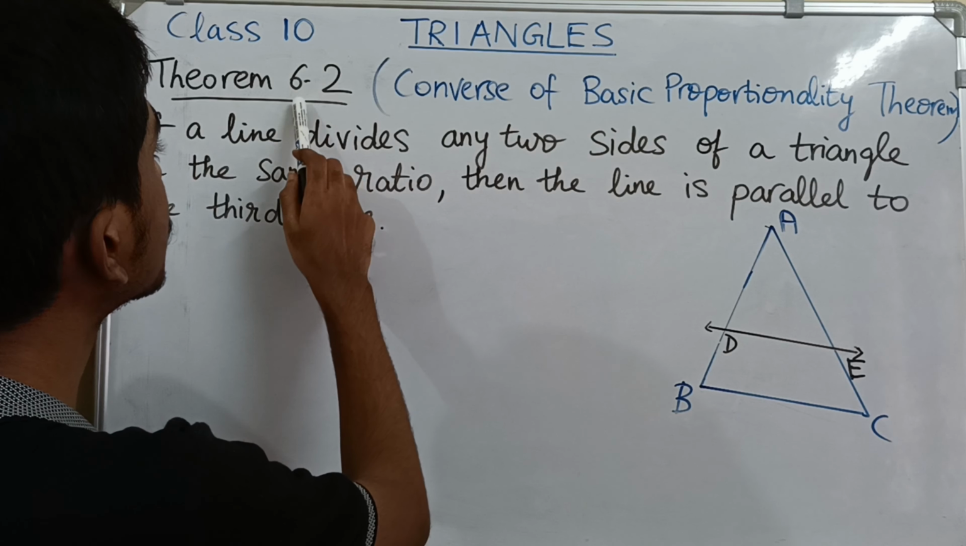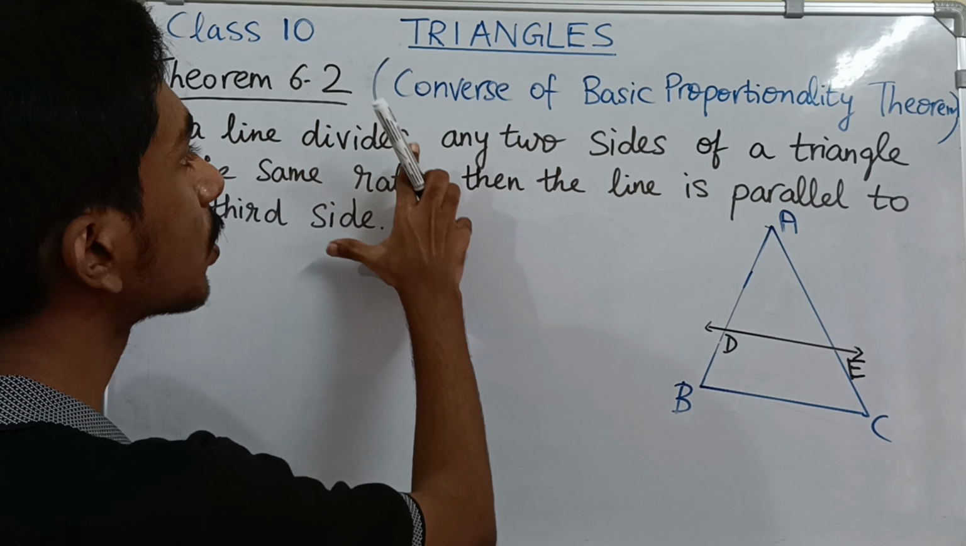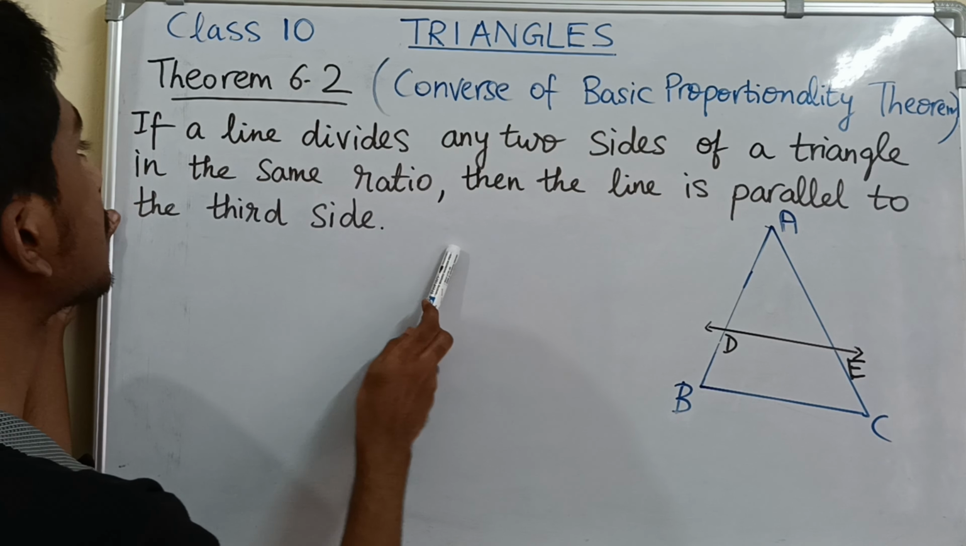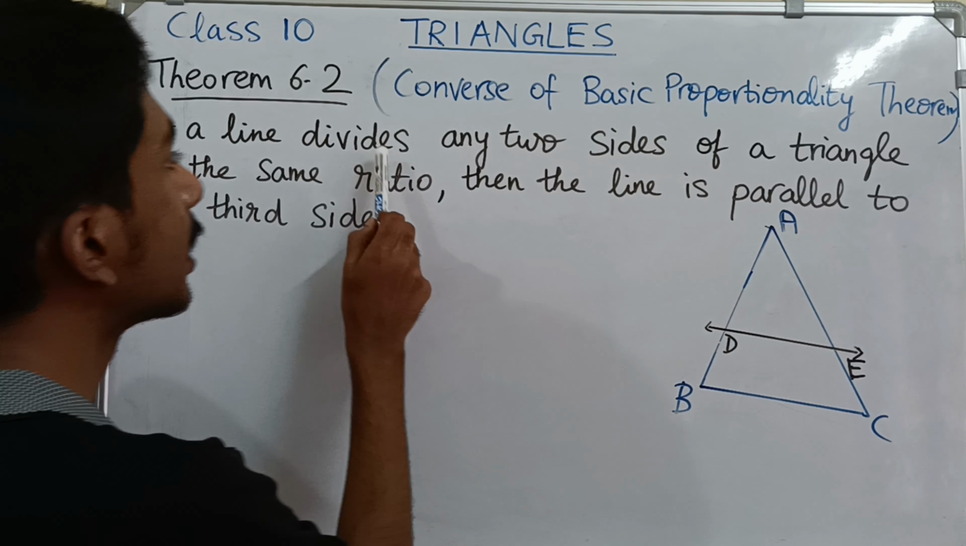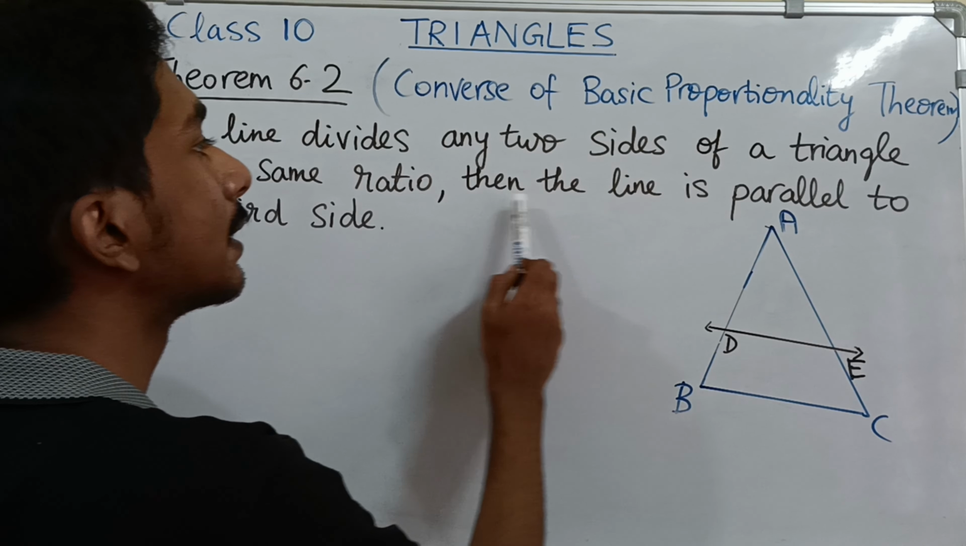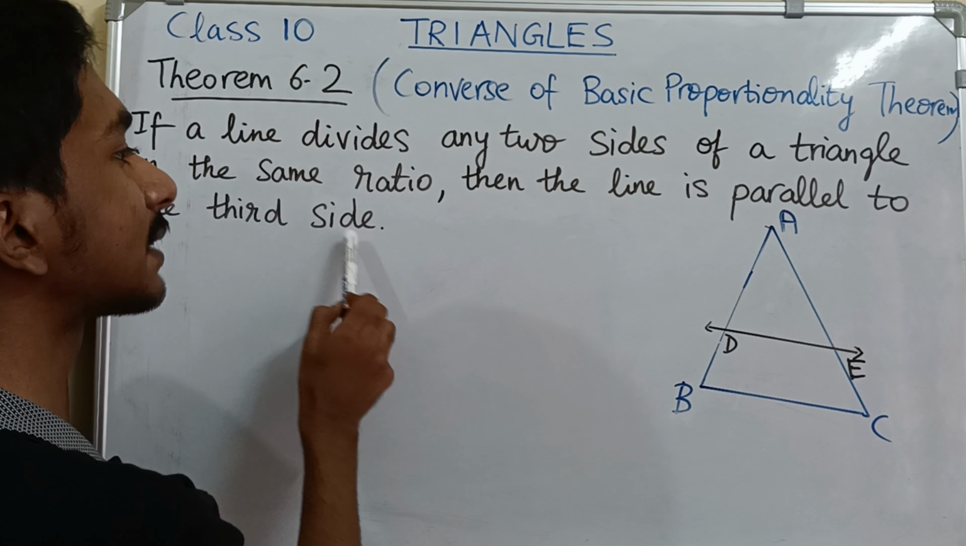Now we are going to see theorem 6.2. This theorem is also called the converse of the basic proportionality theorem. This theorem states that if a line divides any two sides of a triangle in the same ratio, then the line is parallel to the third side.